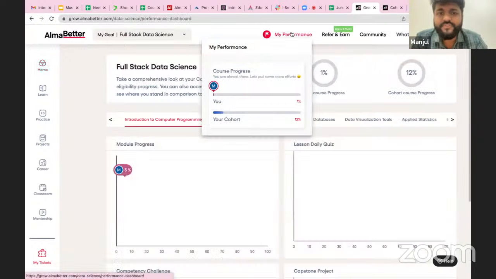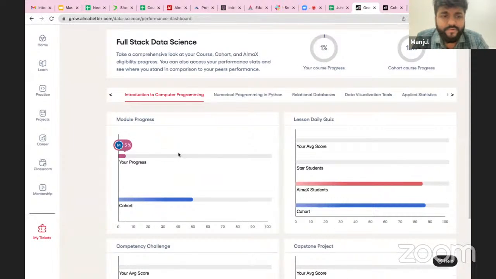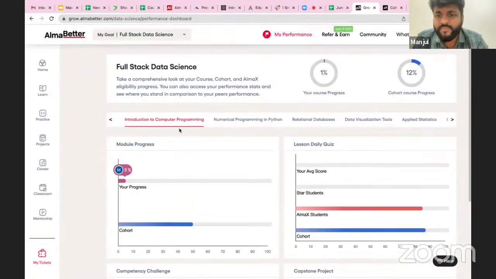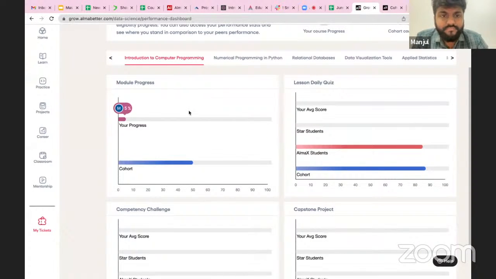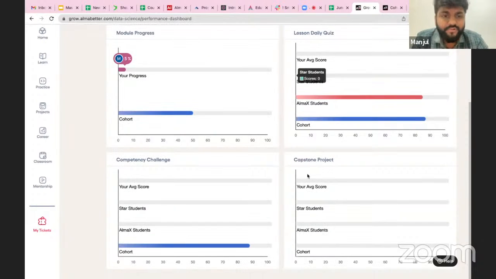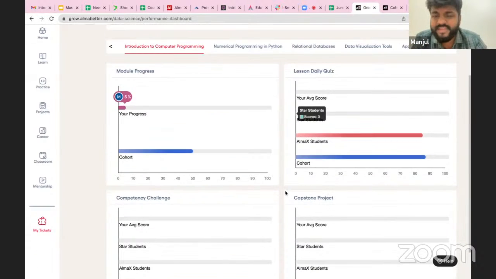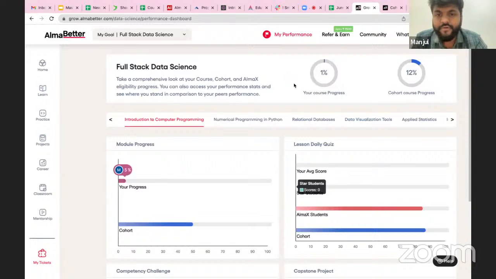You can even check your performance from here, right? So let us assume that you're doing computer programming, so you can just see your course progress, how much it is. You can even check your cohort course progress. That, okay, my cohort has already finished 12% of the courses. You can check your module progress, how many lectures you have finished. You can check your daily quiz, how many quizzes you have performed, your capstone project, your competency challenges, and you can even compare it with the people who are in your cohort, the people who are looking good to get themselves into AlmaX, right? So you can just have that comparison here. So you will have a daily tracker of your performance here at AlmaBetter.